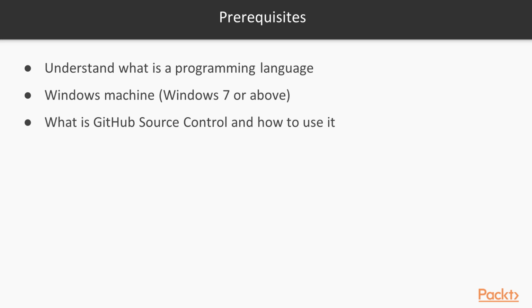These are the prerequisites for this course. You should understand what a programming language is. You will need a Windows machine, Windows 7 or above. You should understand how to use GitHub for source control.